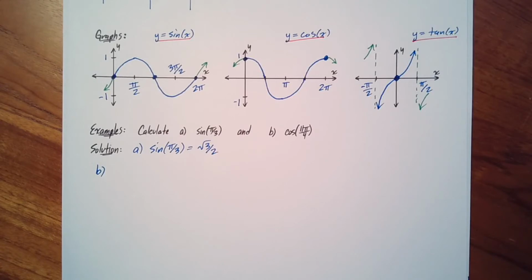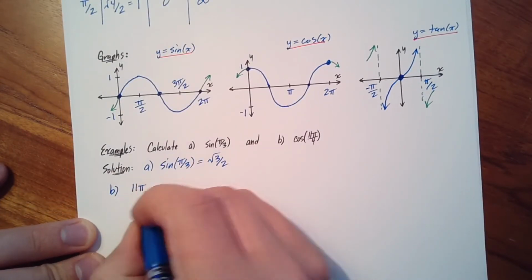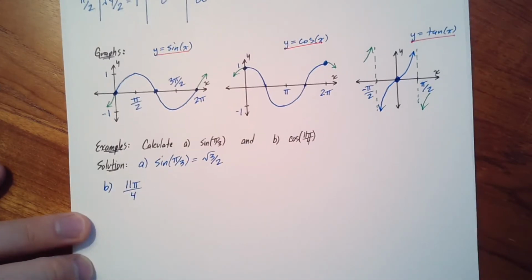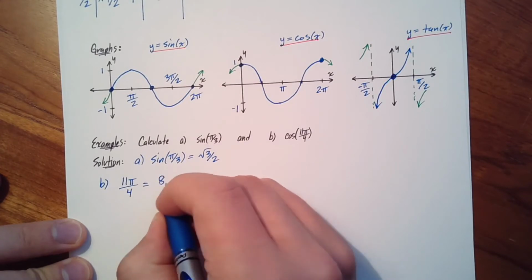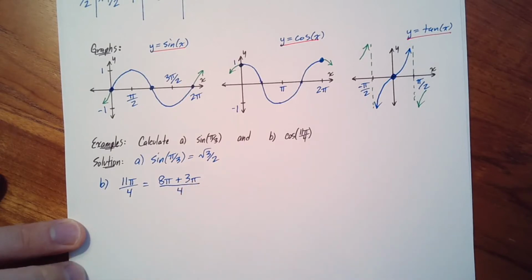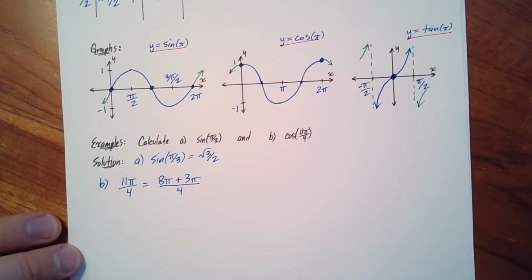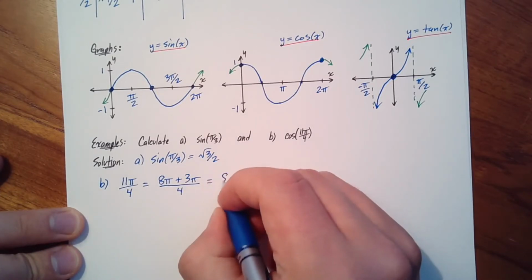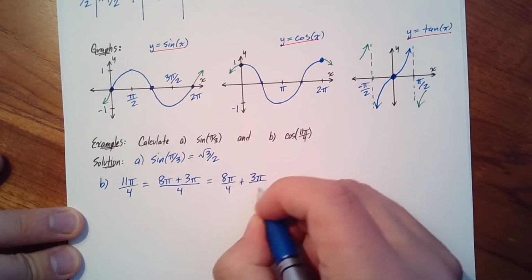So the first thing you want to do is try to reduce this somehow. And here's what I mean. Make the observation that 11 pi over 4, let me rewrite that a little differently. Let me write that as 8 pi plus 3 pi all over 4. Right, I can certainly do that. 11 pi is equal to 8 pi plus 3 pi. But I can also now split this up and make it 8 pi over 4 plus 3 pi over 4.